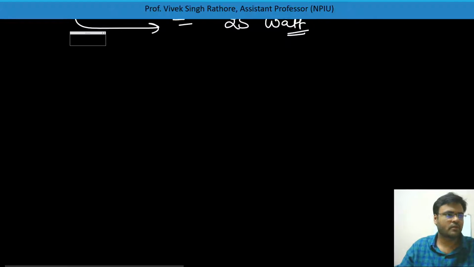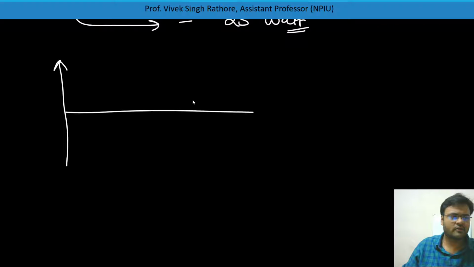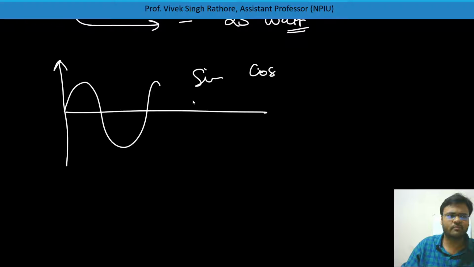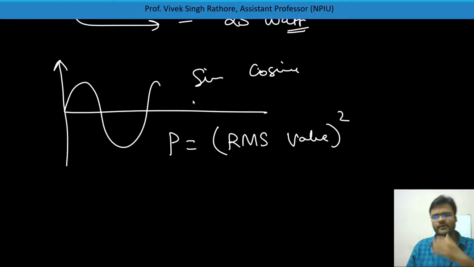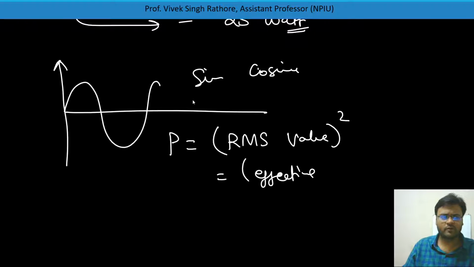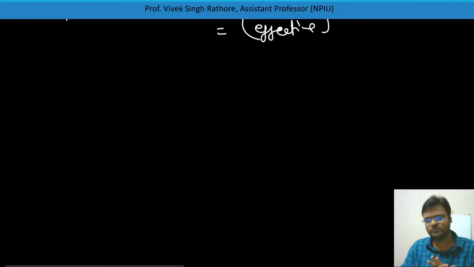Power can also be calculated from the mean square value. If a sinusoidal signal is there, or a cosine signal, any signal, and you want to calculate power, you can calculate it directly if you know the RMS value of that signal, by squaring it. Or if you know the effective value, you can square that also, or you can take the mean square value of f(t). So power can be calculated for a sinusoidal signal like this also, no problem.